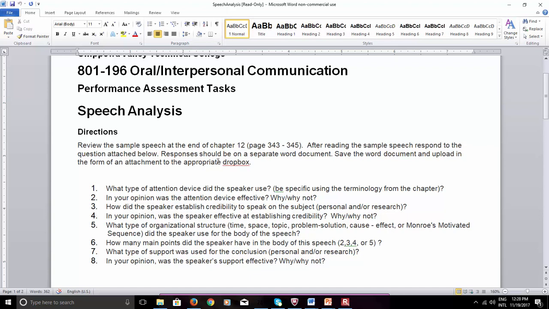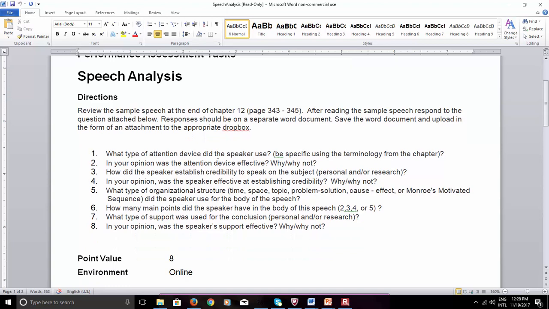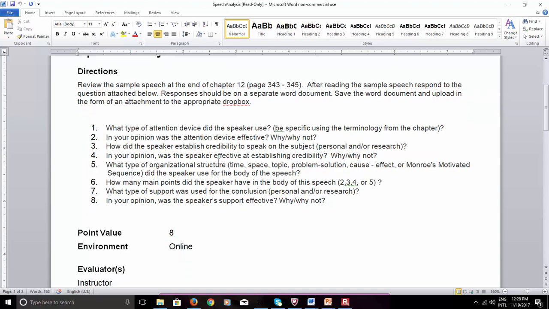So you're going to review the sample speech at the end of chapter 12 on pages 343 through 345. After reading the sample speech, you're going to respond to the following questions below. They should be responded on a separate Word document, and then you'll upload that to the appropriate Dropbox.